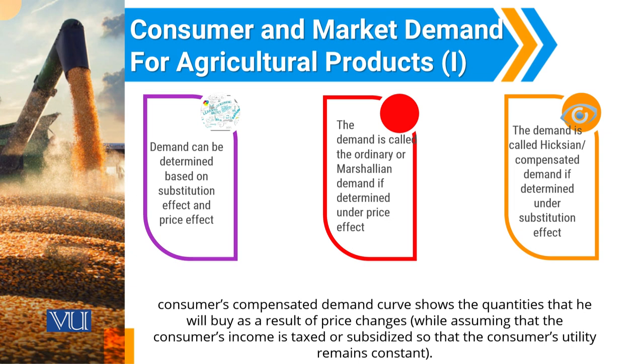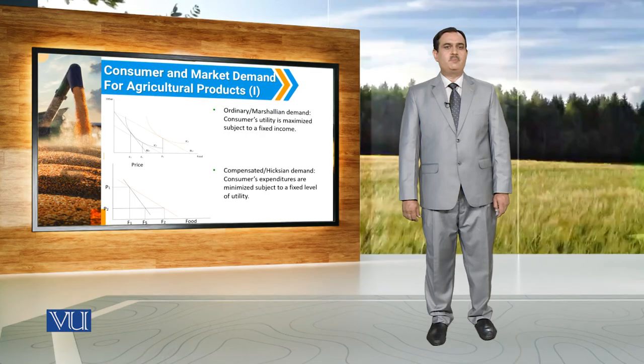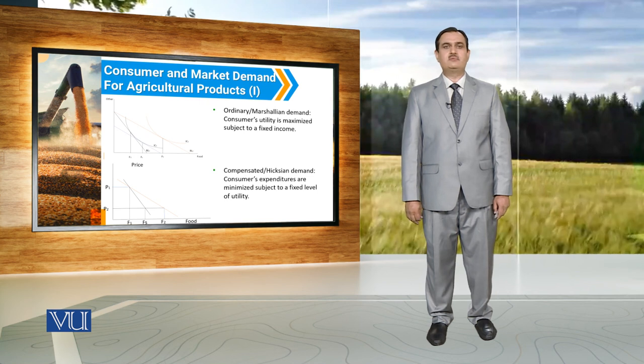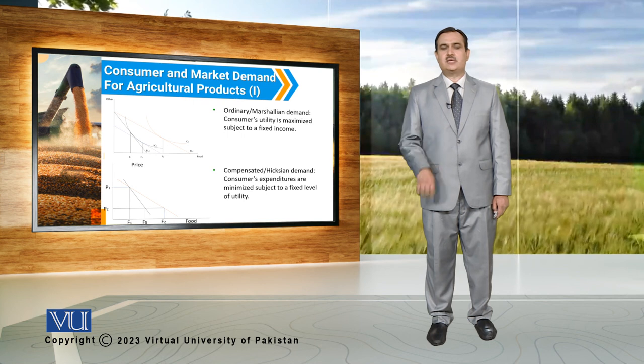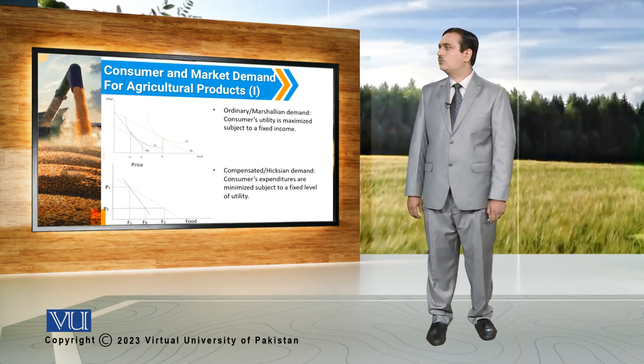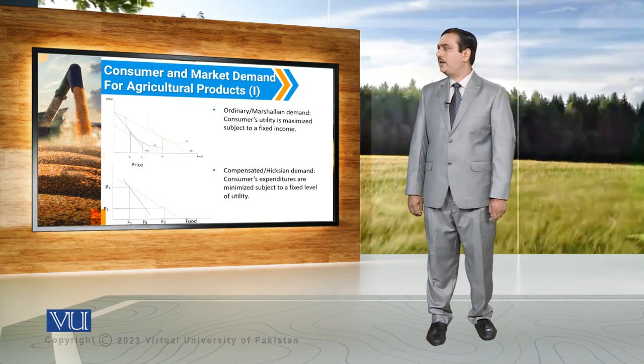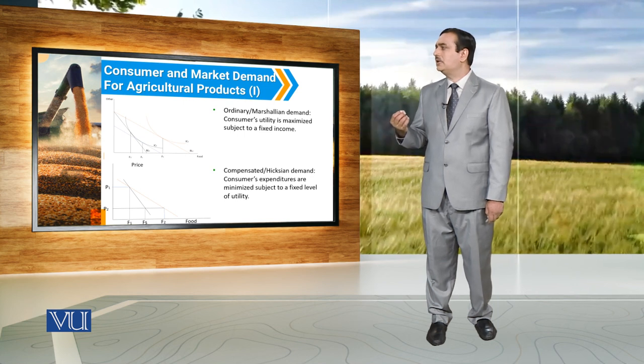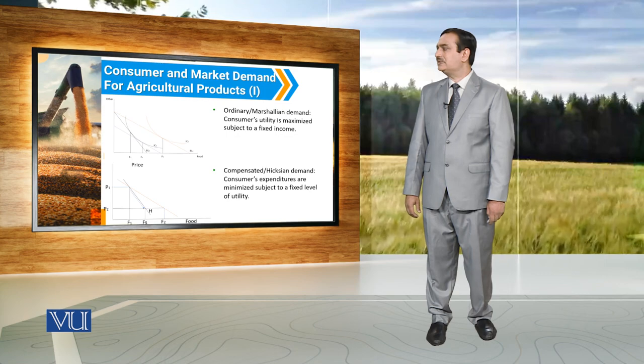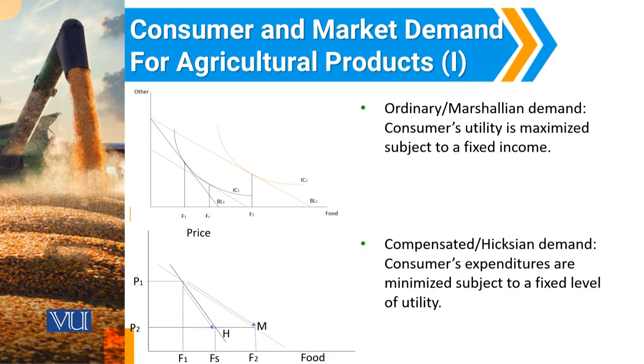The demand is called ordinary or Marshallian demand if it is determined under price effect. And demand is called Hicksian or compensated demand if it is determined on the basis of substitution effect. To make a clarification about Hicksian and Marshallian demand, again, we are using the concept of indifference curve and the budget line. As you are very much familiar, the price effect is movement from F1 to F2. So, when price of food decreases from P1 to P2, there is increase in demand of food items from F1 to F2. This increase in demand for food from F1 to F2 because of decrease in price of food is called the Marshallian demand curve.